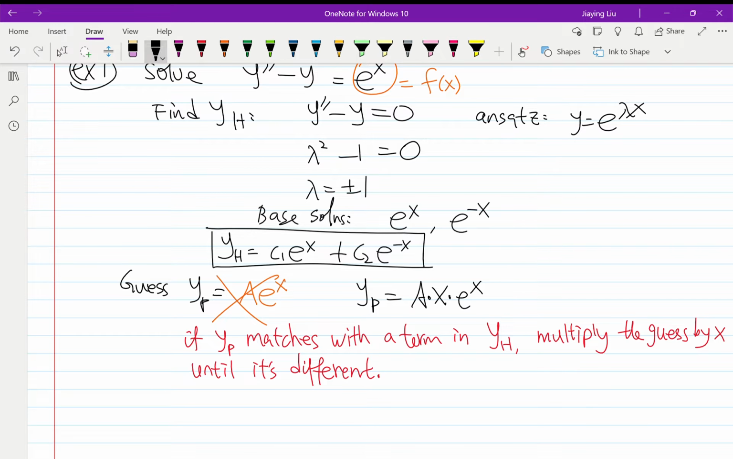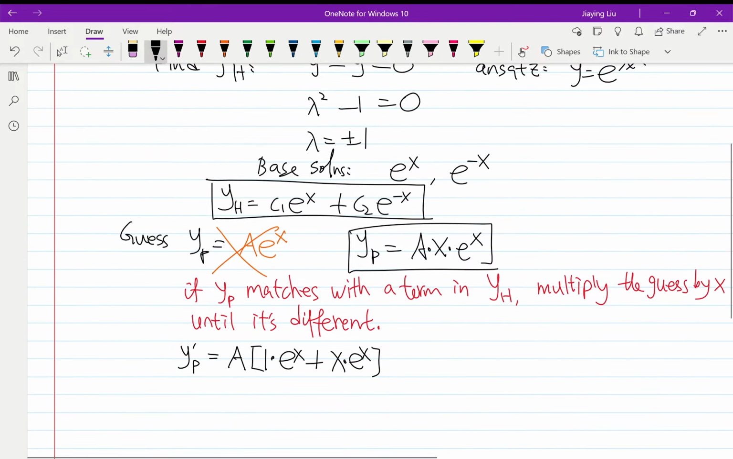So now we get a guess that's different from the terms in the homogeneous solution. We can find the derivative. So this is going to be the guess. And then we're going to find y prime particular by using the product rule. So that's a times, if we use the product rule for x times e to the x, we should get 1 times e to the x plus x e to the x. You don't have to write the 1 there.